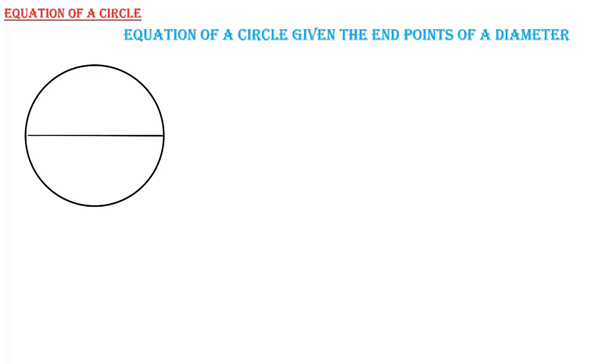Equation of a circle. Equation of a circle given the endpoint of a diameter. We have so many ways to show this formula or to solve this, but I think this is the simplest way. So that's our diameter. Then you will join it to form a triangle.